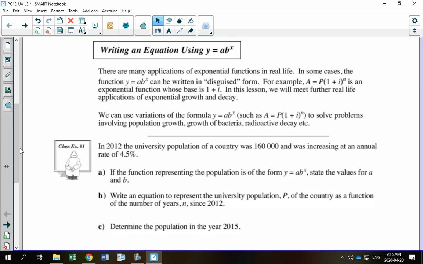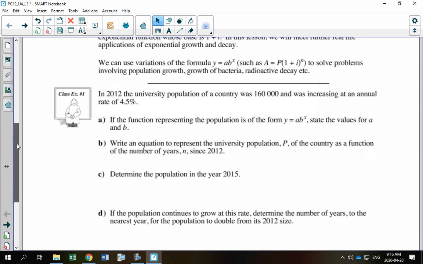There are many applications of exponential functions in real life. In some cases, the function y equals a b to the power of x can be written in disguised form. For example, it can become A equals P(1 plus i) to the power of n, an exponential function where the base this time is 1 plus i. In this lesson, we're going to look at growth and decay. We can use variations of the formula y equals a b to the power of x to solve problems involving population growth, bacteria, and radioactive decay. Those are the typical contexts that we work with.